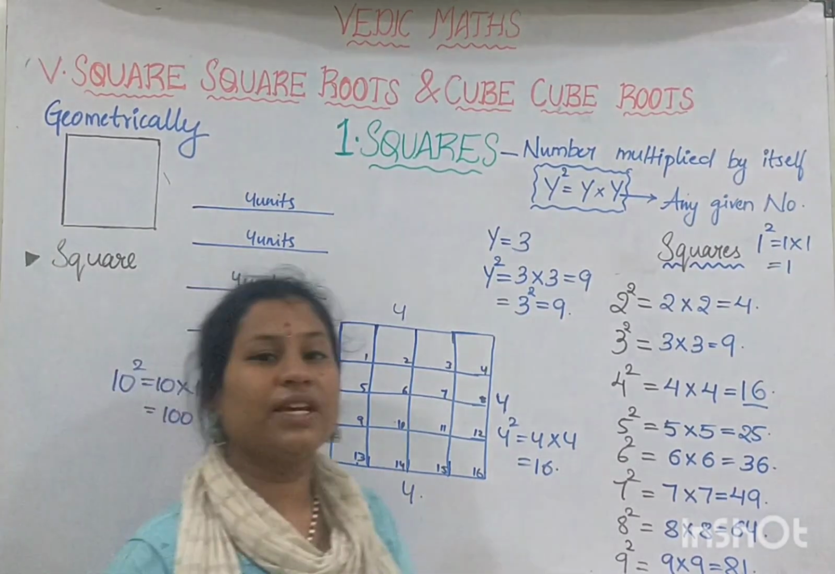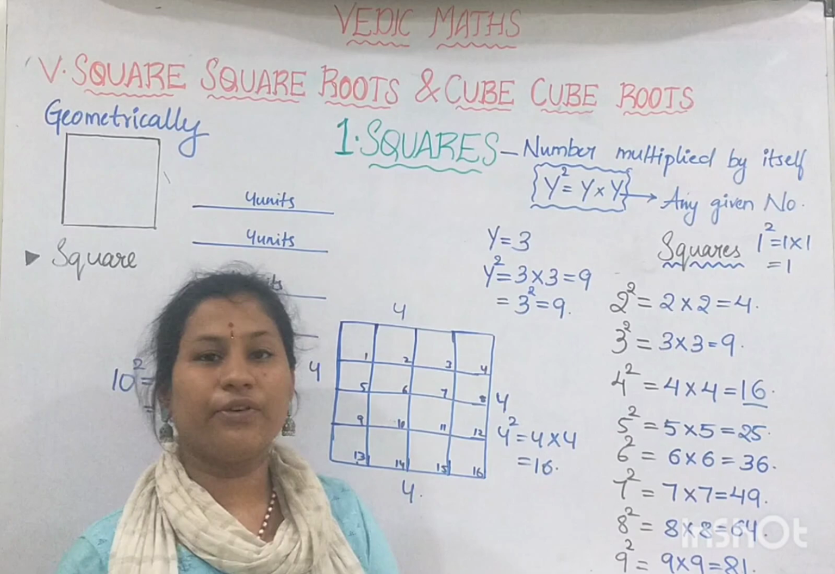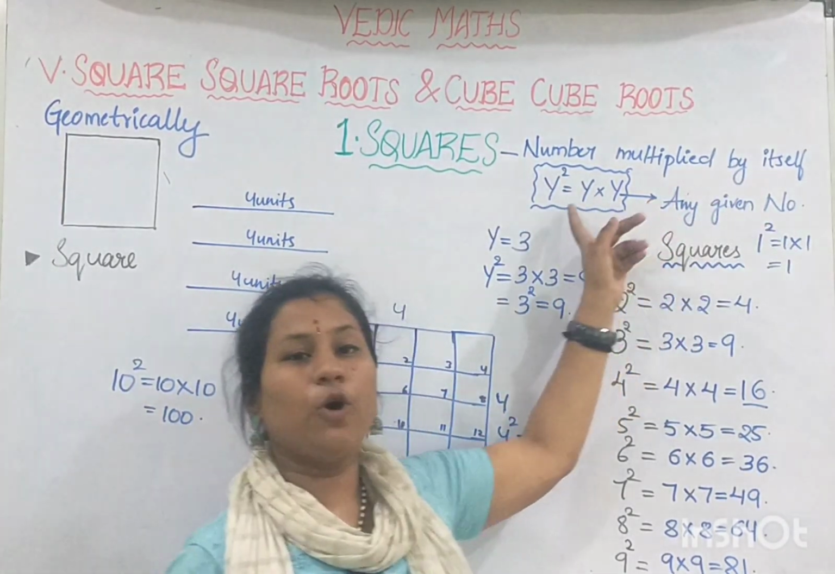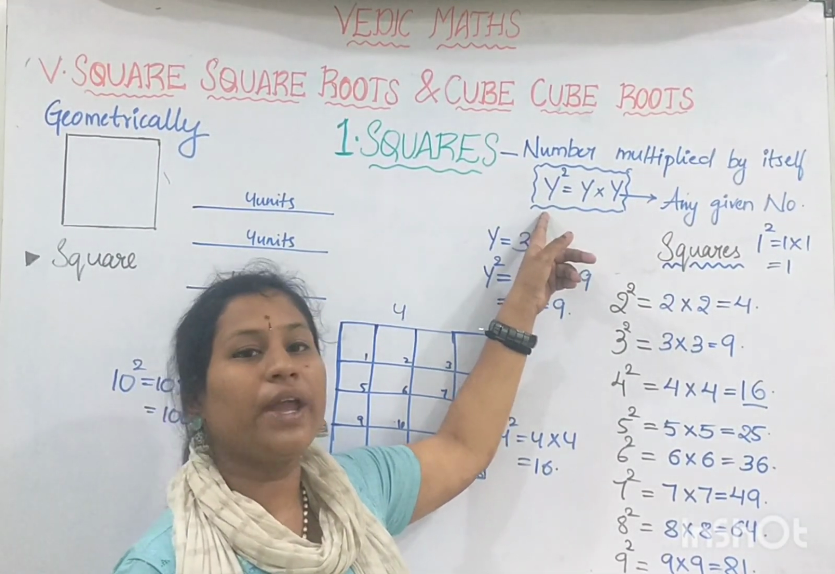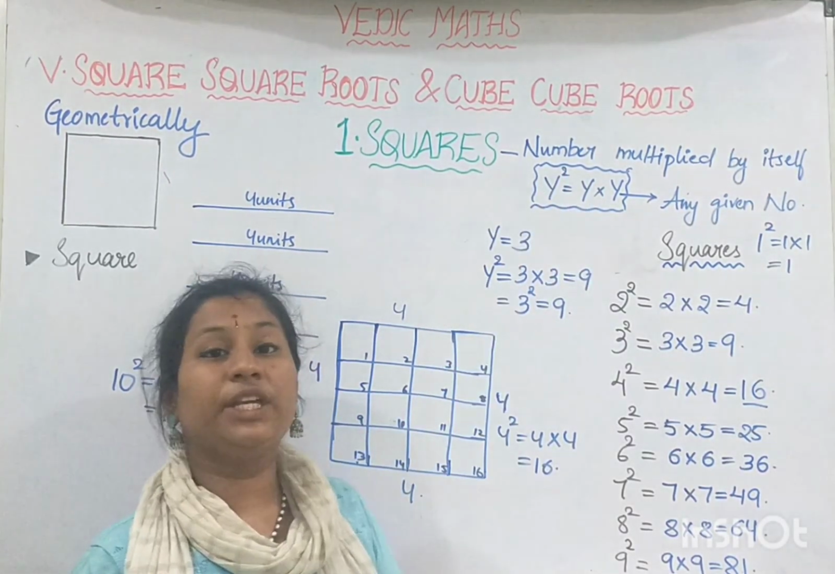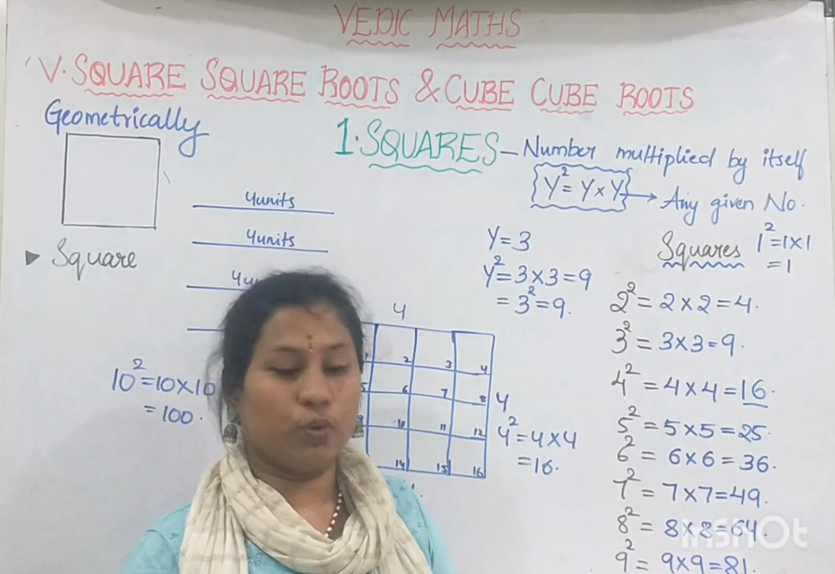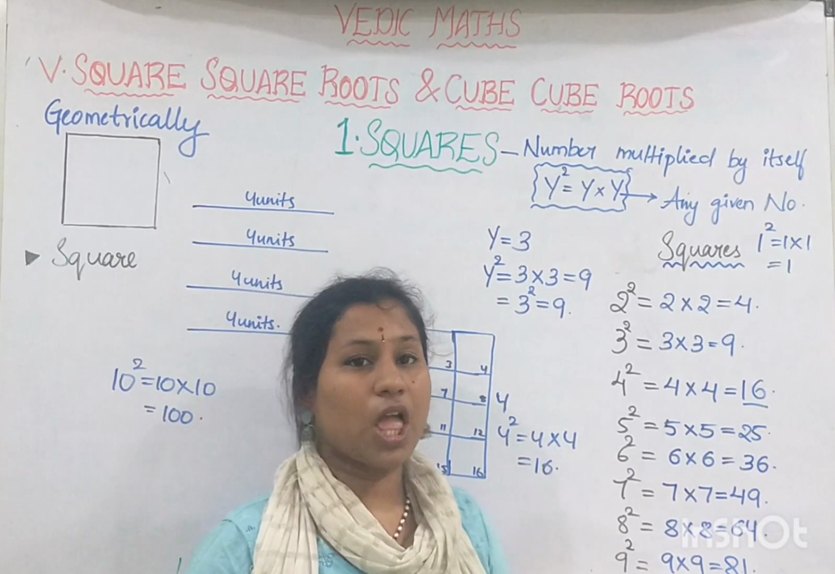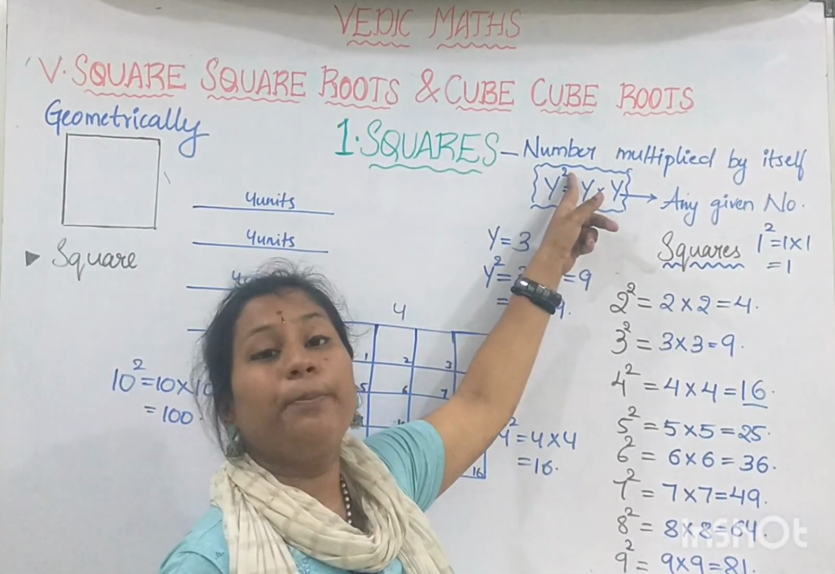Now let's recap once again. A square means a number multiplied by itself 2 times. A number multiplied by itself. Now we can represent a square as y square. Why are we representing it as y square, y power 2? Why not y power 3? Here we are representing y power 2. Y power 2 means square. Y power 3 means it is called a cube. So y square we can read as y power 2.